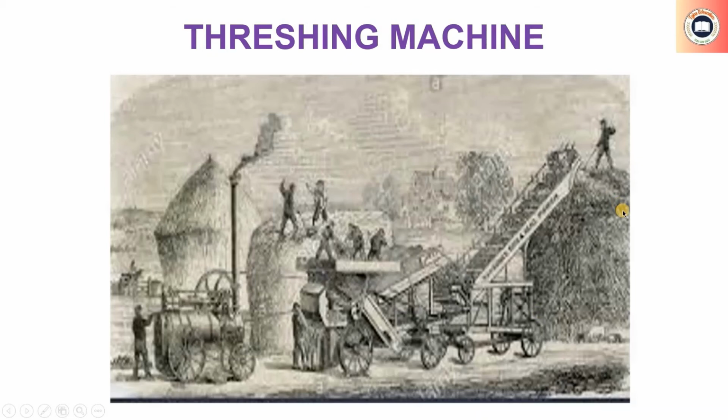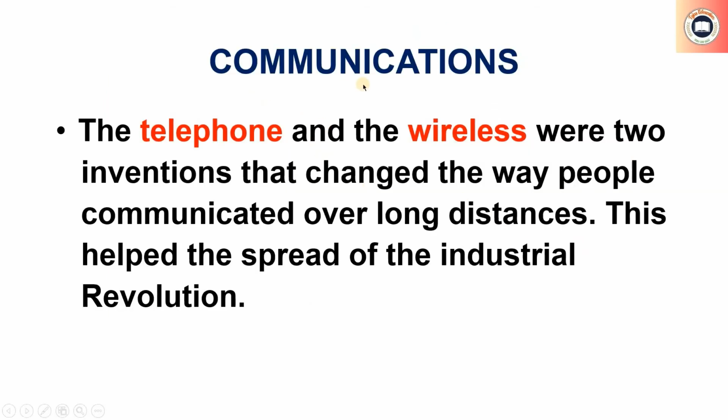Hope you understood. Children, now let's talk about communications. The telephone and the wireless were two inventions that changed the way people communicated over long distances. This helped the spread of the Industrial Revolution. The telephone was invented by Alexander Graham Bell. He was an inventor who also worked with people with hearing difficulties.